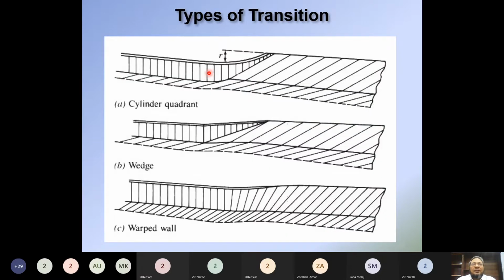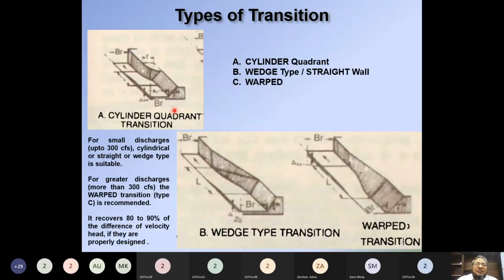And for these transitions, we have seen that there are three types. One is the cylinder quadrant transition, which is used for discharges less than 300 cusecs. Another is the wedge type transition, which is also used for discharges less than 300 cusecs. And the other is the warped wall transition, in which we simply keep on bending the wall, and it changes its angle from the side slope of the canal to vertical.